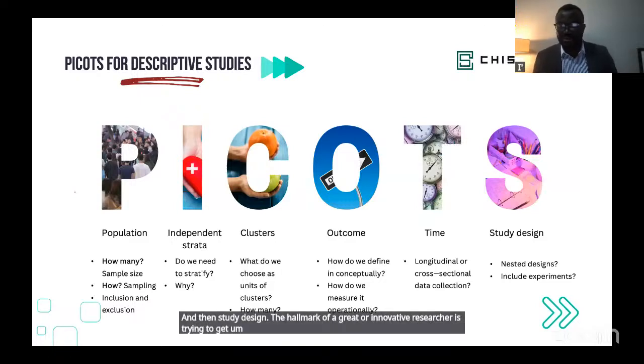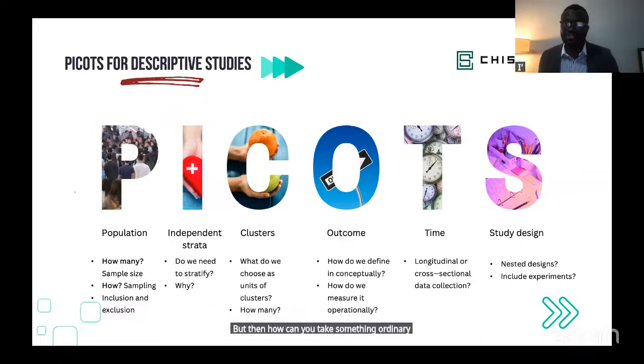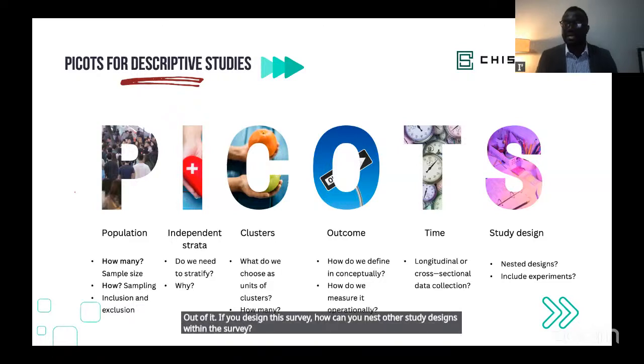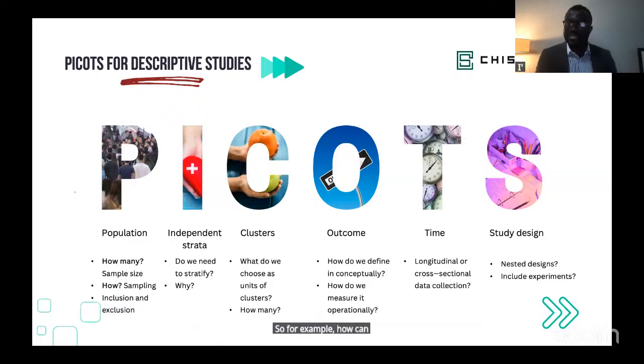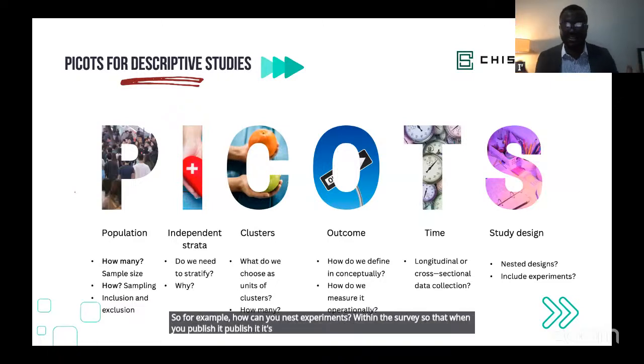trying to make sure that the juice is worth the squeeze. So the general perception about surveys is that they are ordinary surveys. But then how can you take something ordinary and make something extraordinary out of it? If you're designing a survey, how can you nest other study designs within the survey? So for example, how can you nest experiments within the survey so that when you publish it, it's no longer seen as an ordinary survey because you've really done something extraordinary with it?